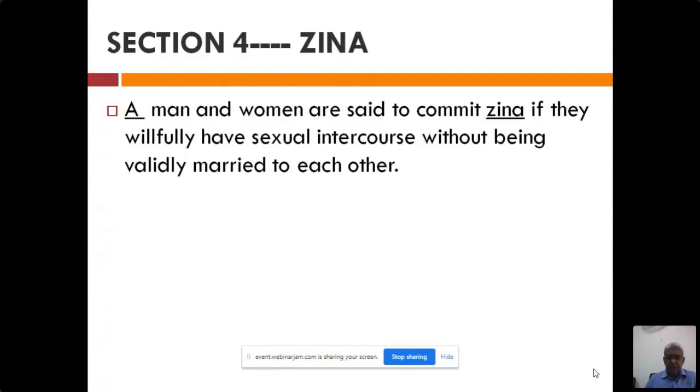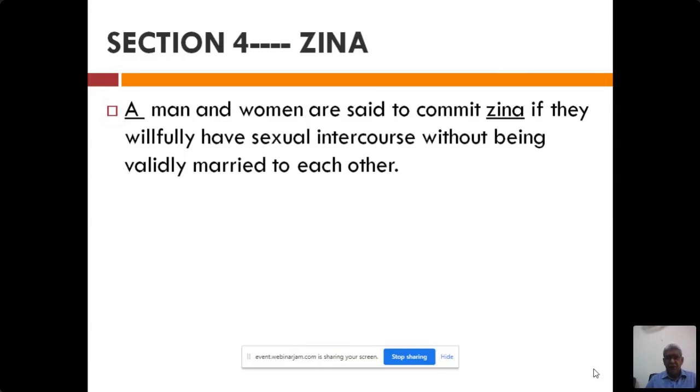Whenever there is sexual activity between a male person and a female person without a valid marriage, they would be said to be guilty of committing zina, irrespective of whether he is male or female. Both would be said to be guilty of zina. No single person will be exempted from this definition.